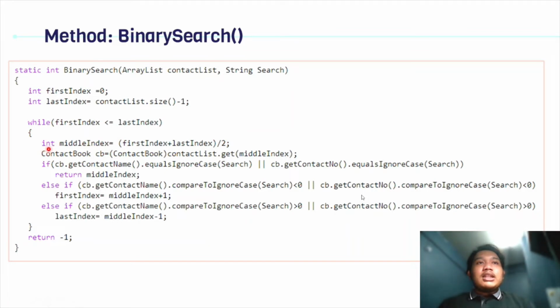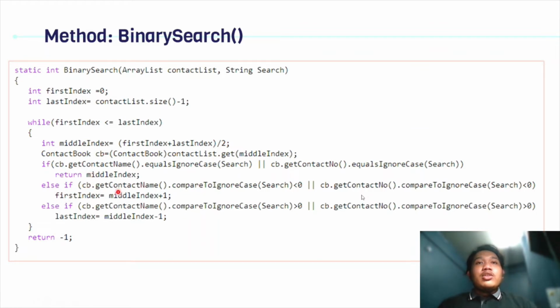So first we declare the middle index as an integer, and the value of the middle index is the first index plus the last index divided by 2. And then we create an object cb from the contact book and cast it from the contact list dot get the middle index that we just calculated. So if cb.getContactName equalsIgnoreCase the search, or cb.getContactNumber equalsIgnoreCase the search is true, we're just going to return the middle index.